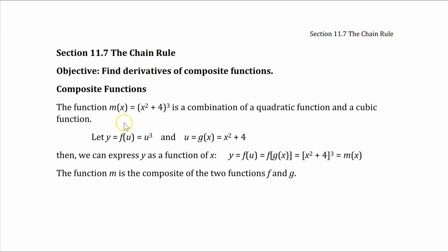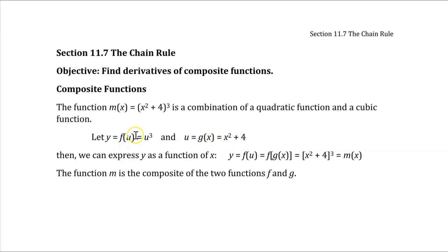For instance, m of x equal to (x squared plus 4) cubed is an example of a composite function. This function is a combination of a quadratic function and a cubic function. As you can see, the outer function, that's f of u, we can think of as u cubed, where this u here is the function x squared plus 4.